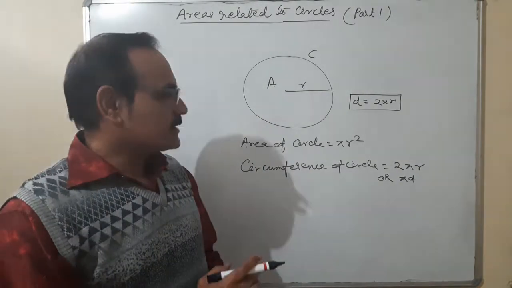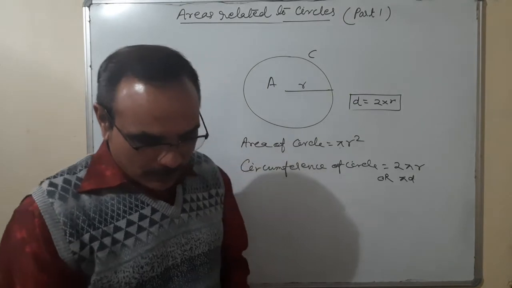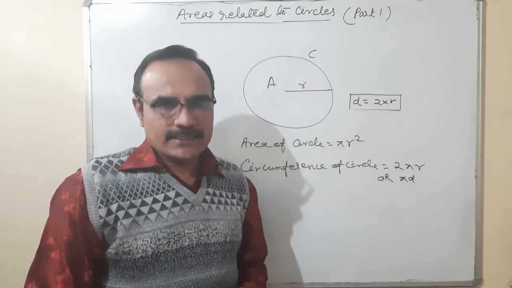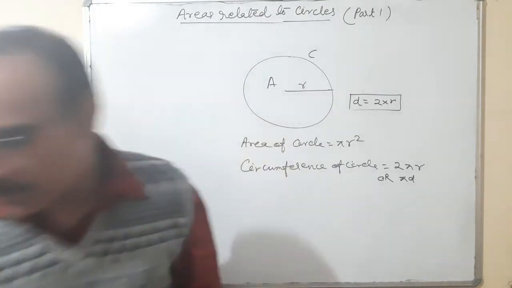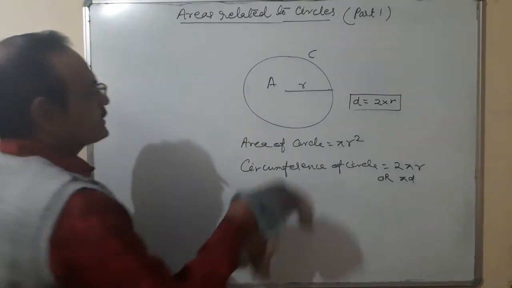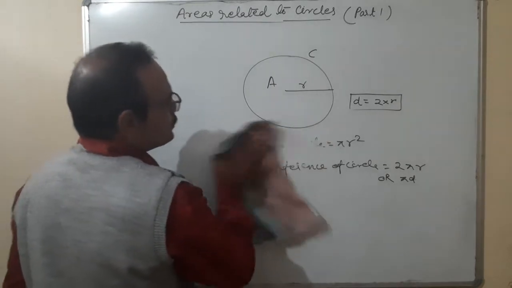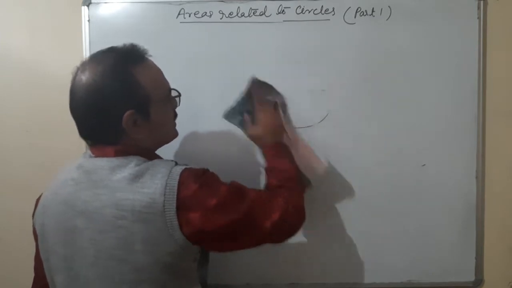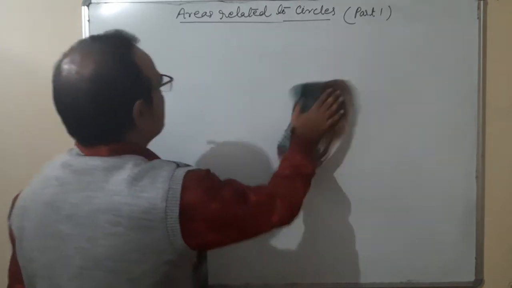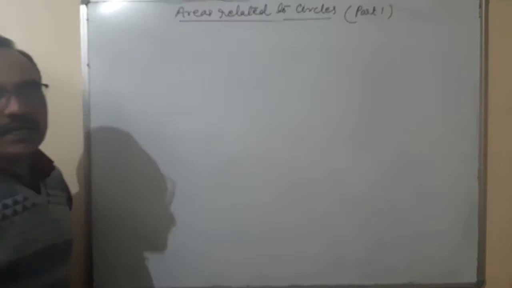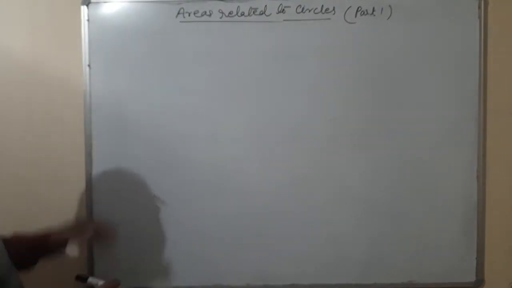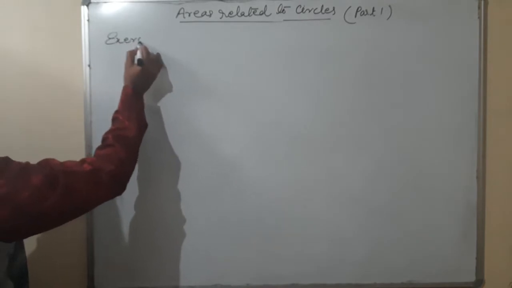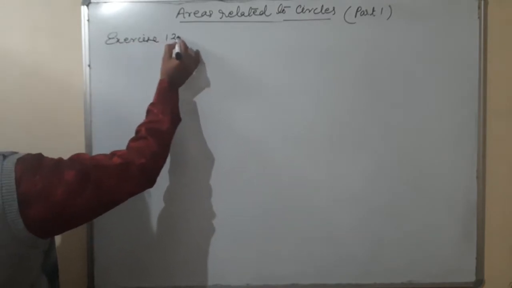The first exercise, exercise 12.1, is based on these two formulae only: the circumference of a circle and the area of a circle. So I am taking some questions of this exercise, and remember these two formulae, and the third one is the relation between diameter and radius. Always the radius is half of the diameter of a circle. Exercise 12.1.